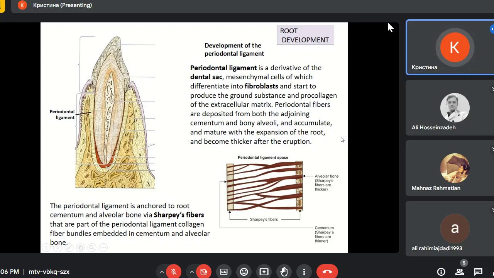It develops from the peripheral cells of the dental sac, where mesenchyme cells differentiate into fibroblasts, which start to produce procollagen molecules, and so collagen fibers are formed, and these collagen fibers are located with one end inside the cementum and the second end inside the alveolar bone. So they are called Sharpey's fibers. So one end in the cementum, second end inside the alveolar bone. So they attach the tooth into the alveolar socket in this bone.